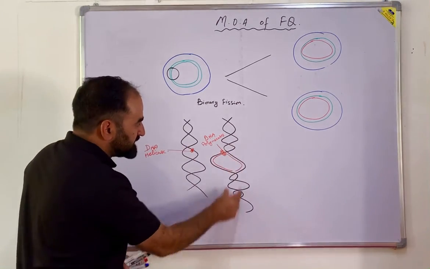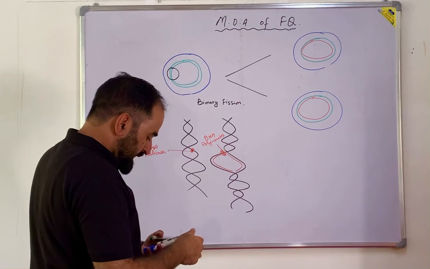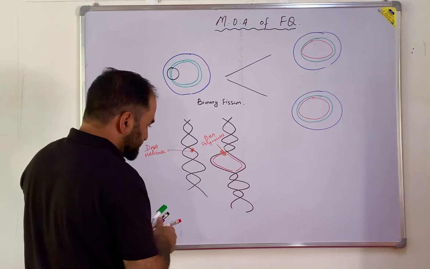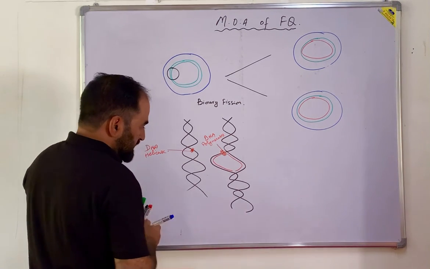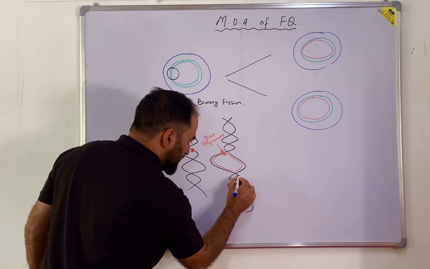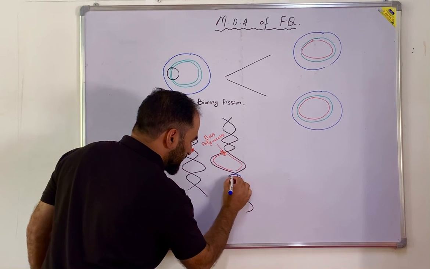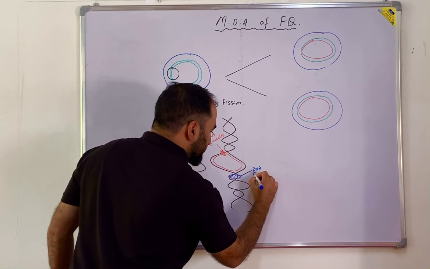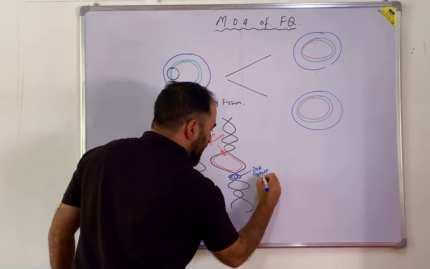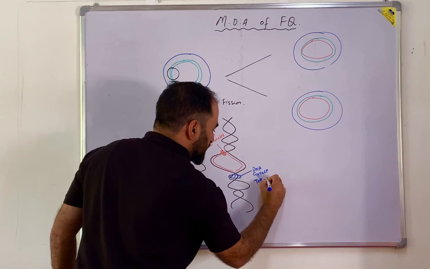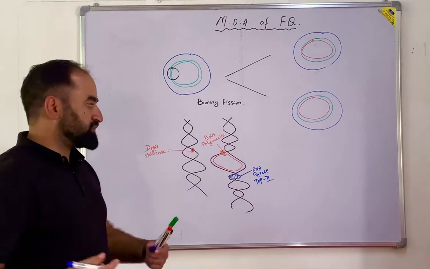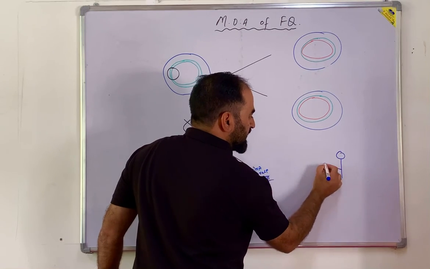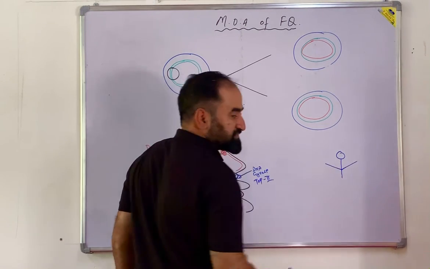For the removal of this positive supercoiling, there is one more enzyme, this is the enzyme. This is known as DNA gyrase or topoisomerase 2. You know what is topoisomerase 2? It is like this enzyme, like this way. It has two hands, topoisomerase 2.